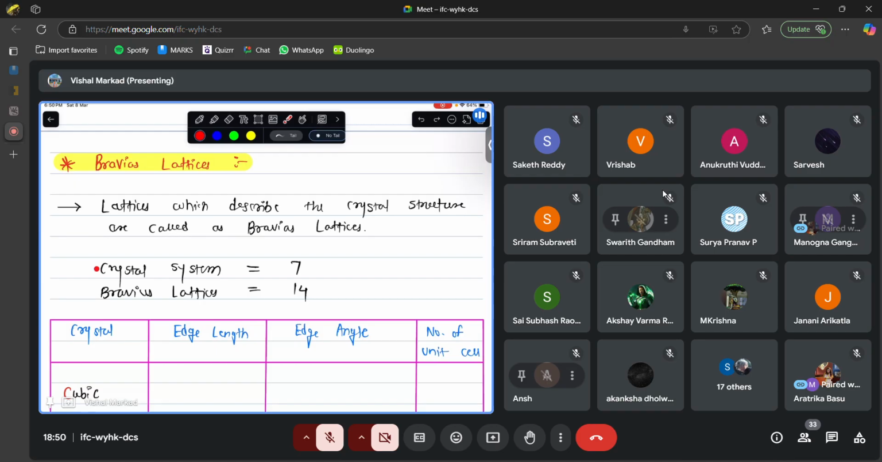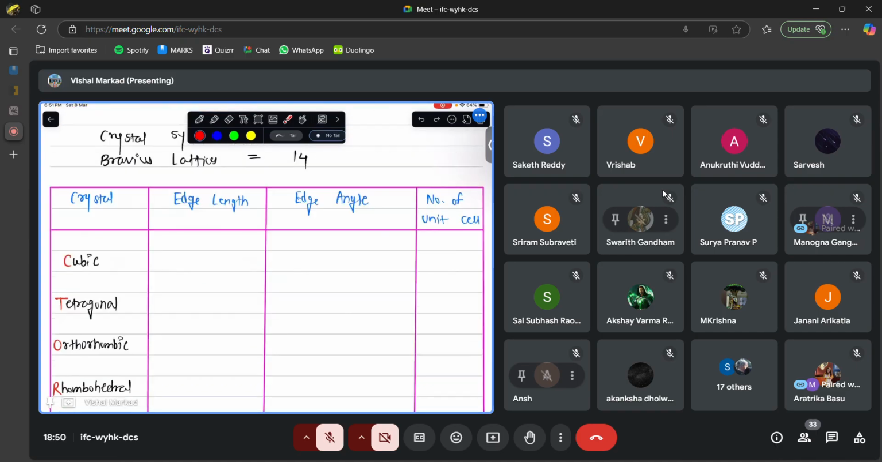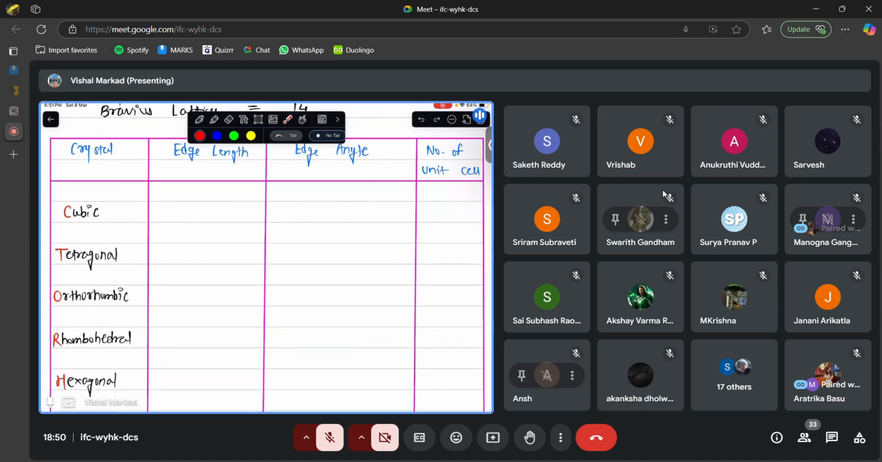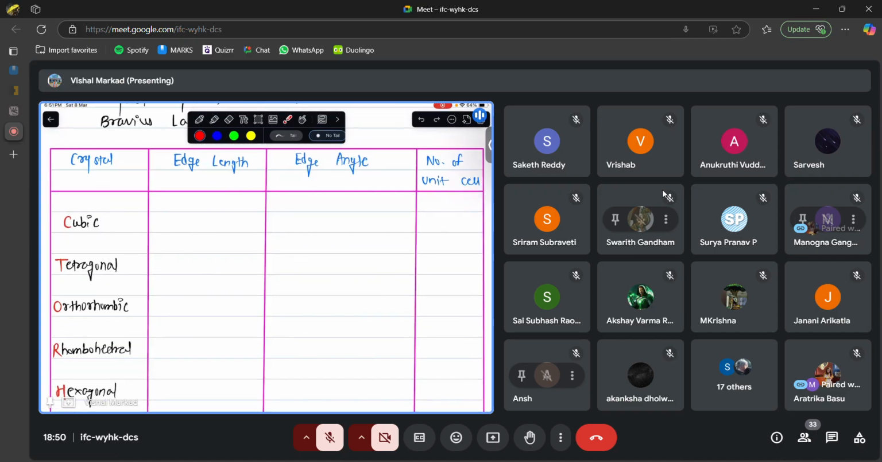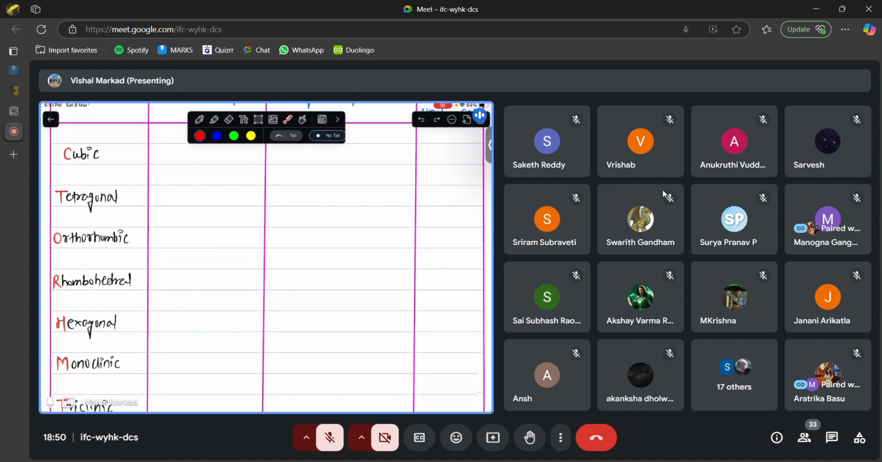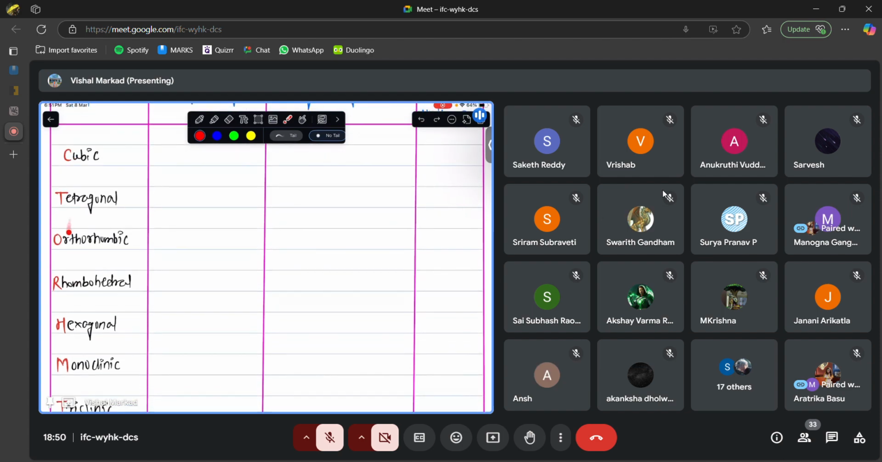How many total are there in the crystal system? Those are 7. How many Bravais lattices are there? 14. What does it mean? And I know you have not understood anything. Look at it, simple. What you have to remember at this point is which types of crystal systems are there. It is better if you remember it this way, it is easy. CETOR HMT, CETOR HMT. C stands for cubic.